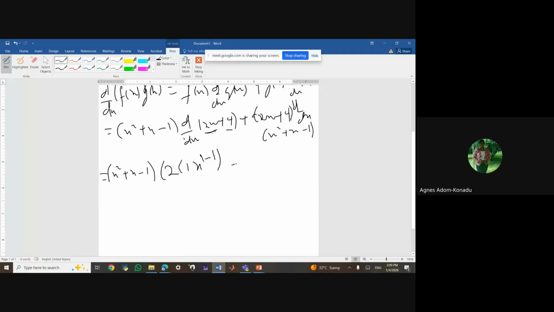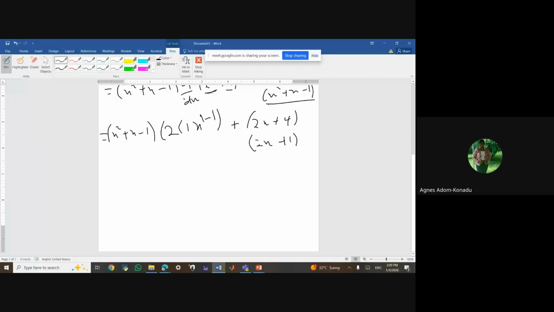So I'll keep that. Then plus, I come here, this is 2x plus 4. Then I will differentiate this. Differential of x squared will give me 2x. Differential of x will give me 1. So this is x squared plus x minus 1. Then this, I have 2 times 1, x to the power 1 minus 1 is x to the power 0. Any number to the power 0 is 1. Then plus 2x plus 4, then 2x plus 1. Please, the rest you can expand and simplify. But that's what you're supposed to get.